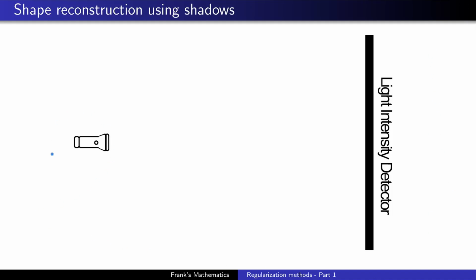On the left-hand side, we have a light source, for instance, a torchlight here. And on the right-hand side, we have a detector, which measures the light intensity of the light emitted by our light source. And here in the middle, we will place our test object. Here, our test object for now is an ellipse.